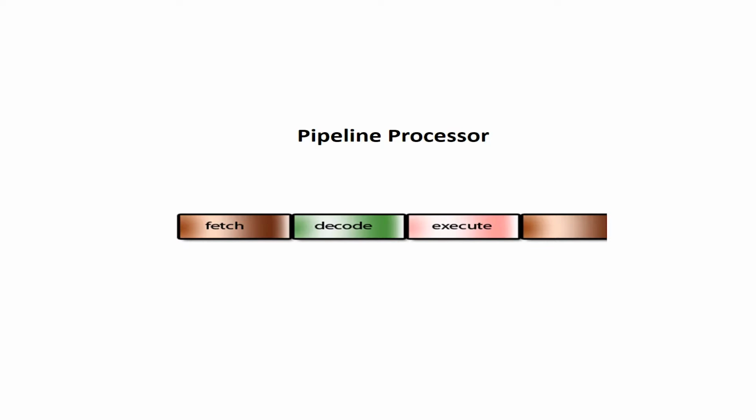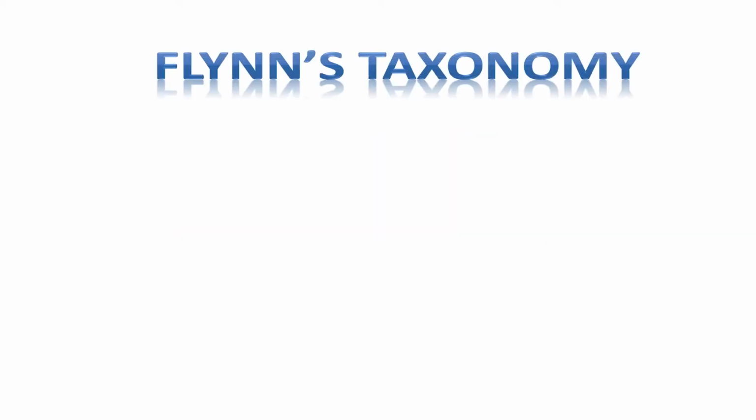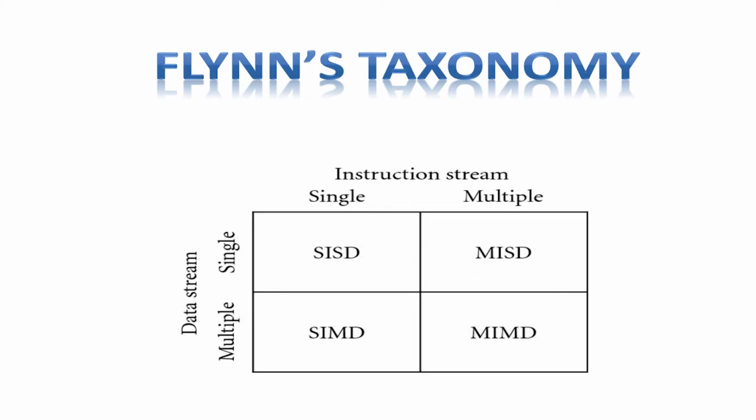This classification scheme, popularly known as Flynn's taxonomy, is classified into 4 classes based on multiplicity of instruction streams and data streams. The instruction stream refers to the sequence of instructions as performed by the machine, which can be single instruction stream or one sequence, or multiple instruction stream or many sequences. The data stream, singular or multiple, refers to the sequence of data that is manipulated by the instruction stream. Based on the possibilities of instructions and data streams, Flynn formulated the following classes of computers.